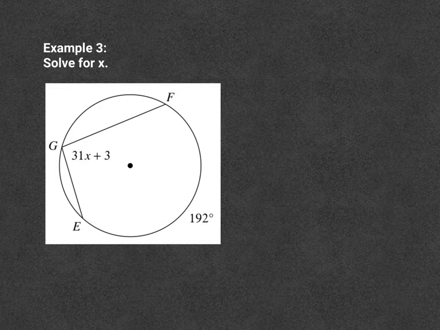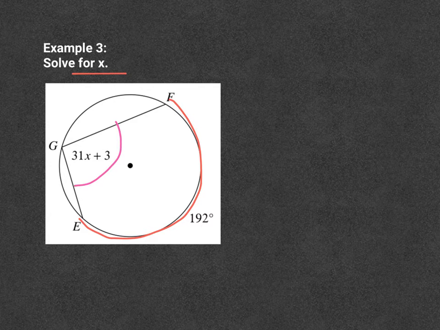Example number 3. Solve for x. Since I'm solving for x, that means I have to write an equation. Well, I know that I have an intercepted arc of 192 degrees. And I also have an inscribed angle. Well, I know that my inscribed angle is half of the intercepted arc. So all I have to do is take 192 and divide by 2. That will give me 96 degrees. That means that my inscribed angle equals 96 degrees.